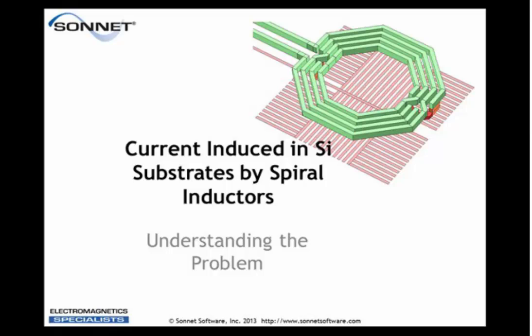I'm going to talk about current induced in silicon substrates by spiral inductors. This affects the Q of spiral inductors and is a big problem for spiral inductors on silicon. The first part of solving the problem is understanding the problem, and we're in for some surprises.